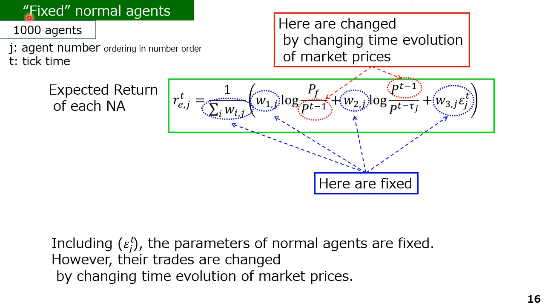Fixed normal agent means that all parameters in the blue circle are exactly fixed, but the time evolution of market prices is changed by the TAs' market impact. So these parts are changed. So the expected return of each normal agent is changed.